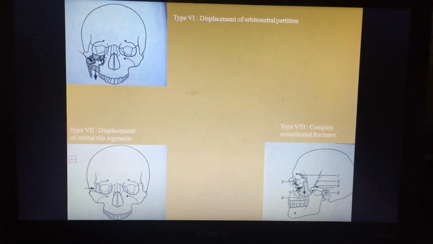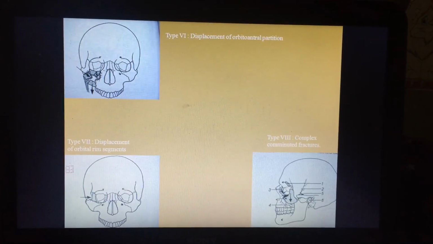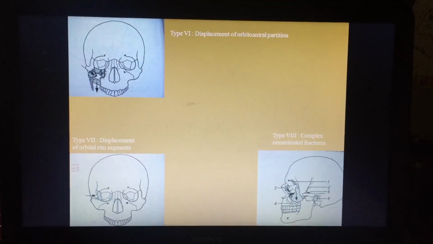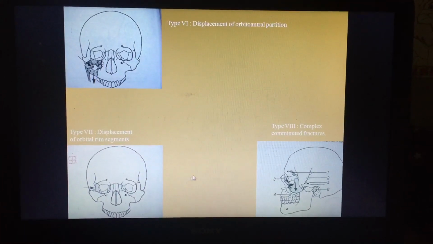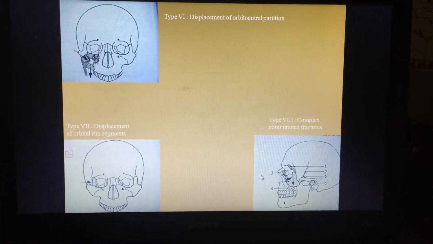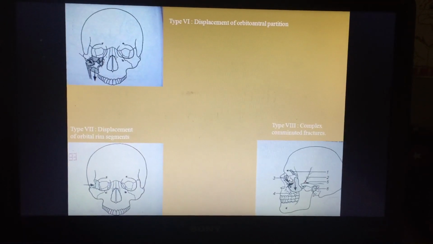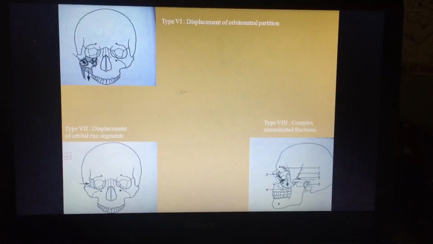Then we talk regarding the displacement of the orbital rim segments. This is the orbital rim segment that is forming the lateral wall of the orbit. Here the fracture has occurred and this part of the orbital rim has been displaced. Type 8 fracture is complex comminuted fractures. That means the bone has been shattered into small pieces. The intensity of the fracture was of such an extent.